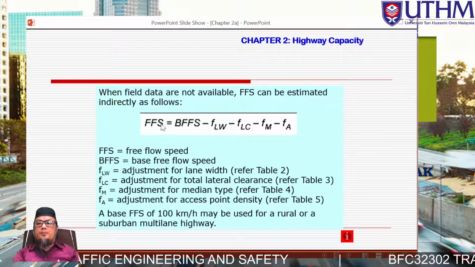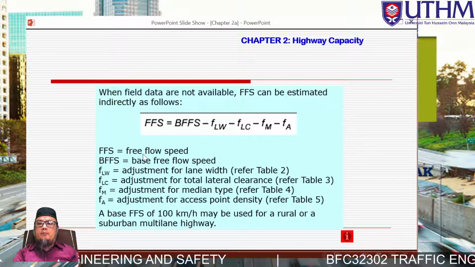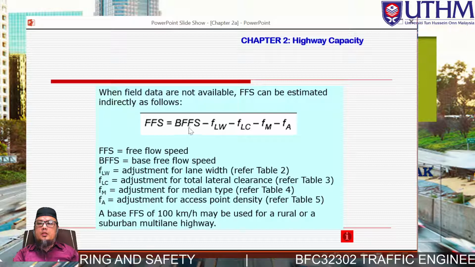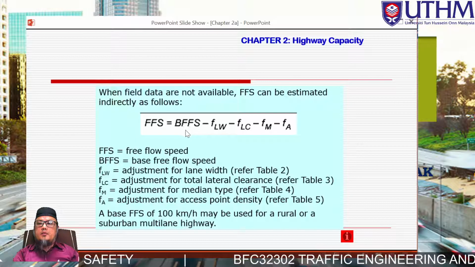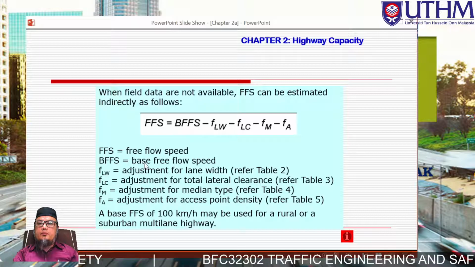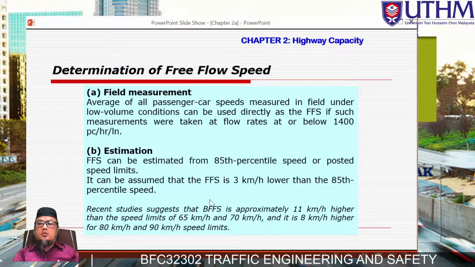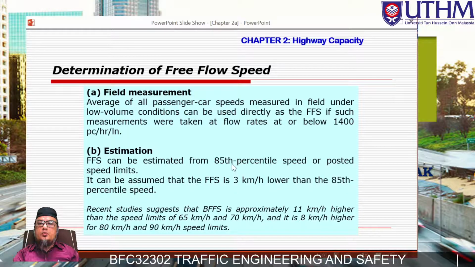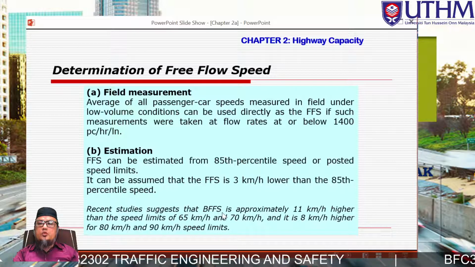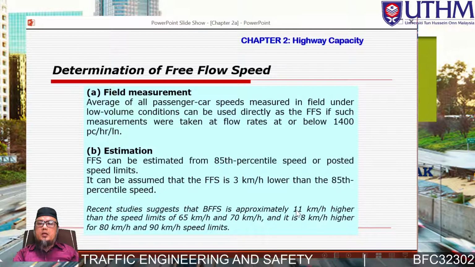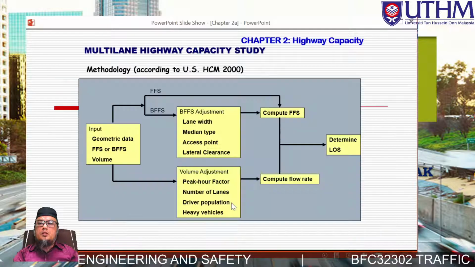Here is the formula to determine free flow speed, referring to this particular parameter. I'll go back. The first parameter is basic free flow speed, which refers to this one. If we refer to 85th percentile speed, we deduct 3. But if we refer to posted speed limit, we have to add 11 or 8, depending on the posted speed limit range.